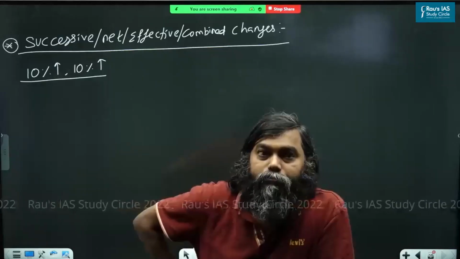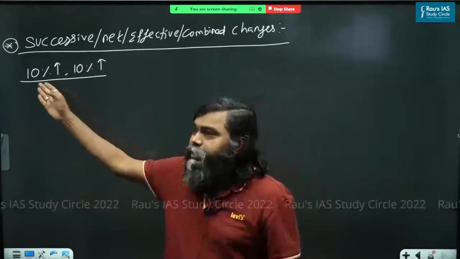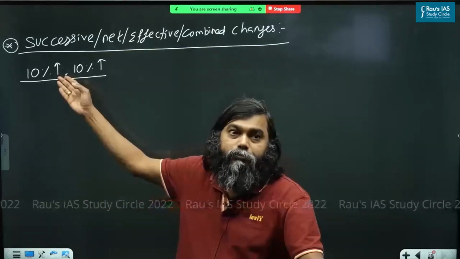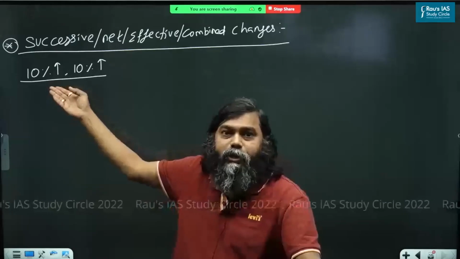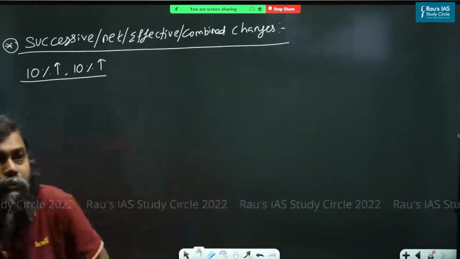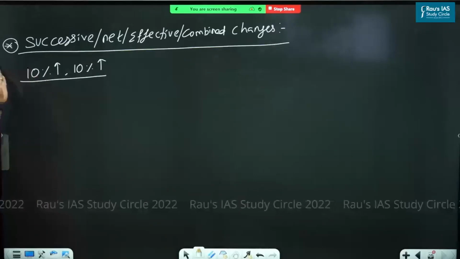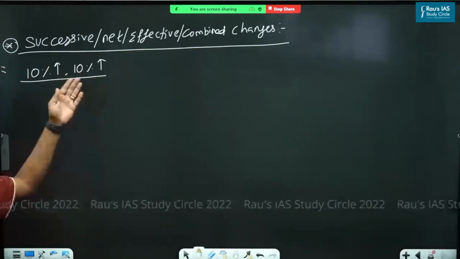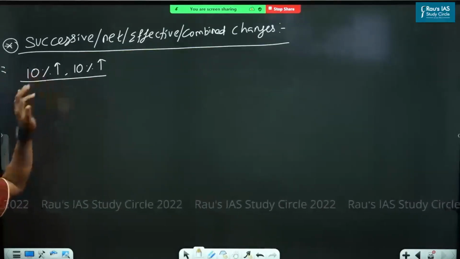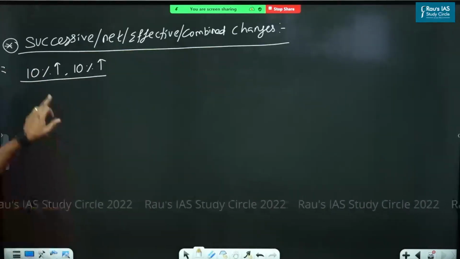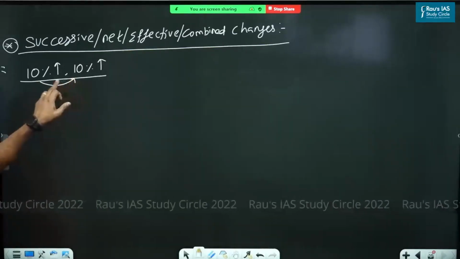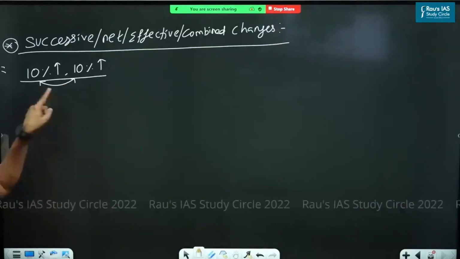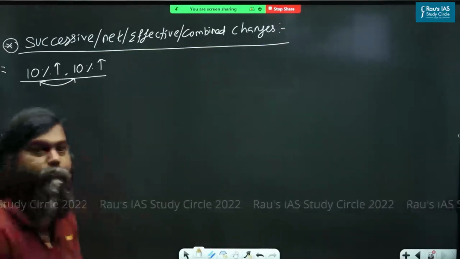The original value is changing. First year, 10% of what? 100, the original income. Second year, again 10% increasing. 10% of what? Original or new income? New income. That means both the percentages are not calculated based upon the same total. This example is suitable for successive changes.